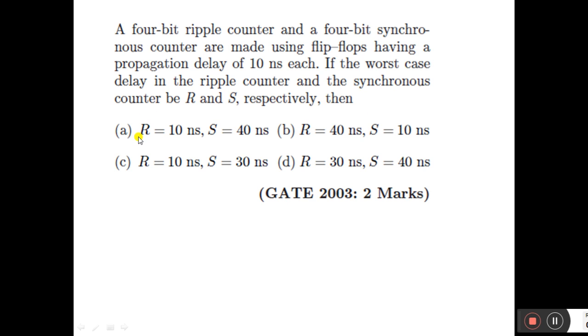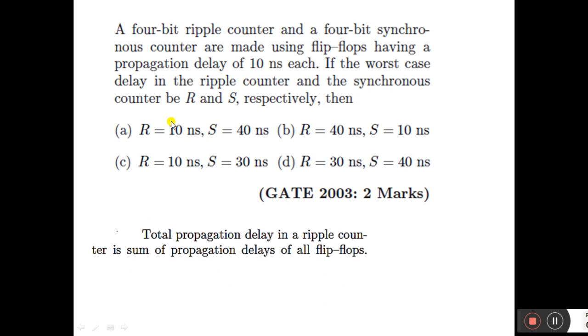Option A given, R equal to 10 nanosecond, S equal to 40 nanosecond. Option B, R equal to 40 nanosecond, S equal to 10 nanosecond. Option C, R equal to 10 nanosecond, S equal to 30 nanosecond. Option D, R equal to 30 nanosecond, S equal to 40 nanosecond. This question asked in GATE 2003, but it's a very simple one. So let me just see the solution.